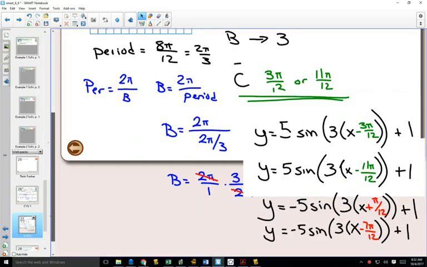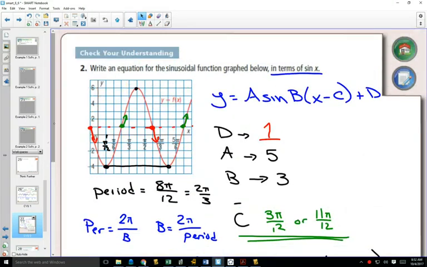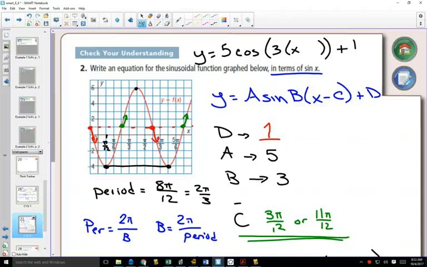And this question, we notice, said in terms of sine. Can you see that if you did cosine, everything would be identical except for the starting point? So just for fun, up here, 5 cos 3 x bracket bracket plus 1. That would all be the same. The D, A, and B part doesn't change, just the C value. Where does cosine start? At a maximum. There's a maximum. When does that happen? 1, 2, 3, 4, 5 pi over 12 to the right.